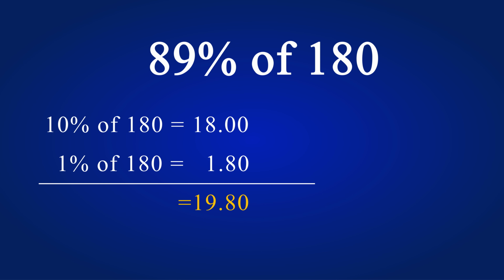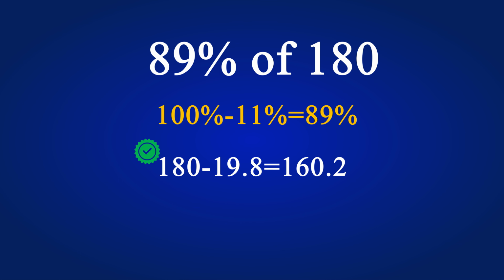Let's try it together. From trick 3, you already learned how to find 10% and 1%, just putting decimal from the left. 10% of 180 is 18 and 1% is 1.8. So 180 minus 19.8 will give you 160.2, which is 89% of 180 as well.